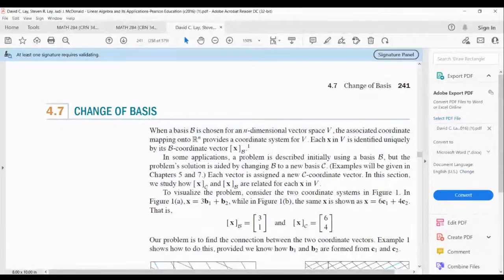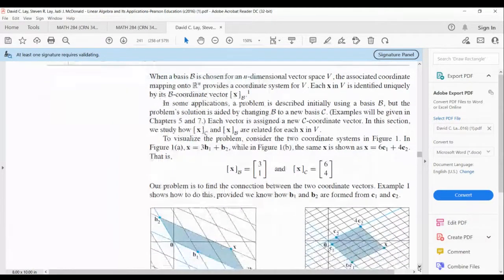Like, for instance, in a crystal lattice problem, it might be better to have a basis that isn't the standard basis, depending on how the molecules are structured, so to speak, or the lattice is structured.